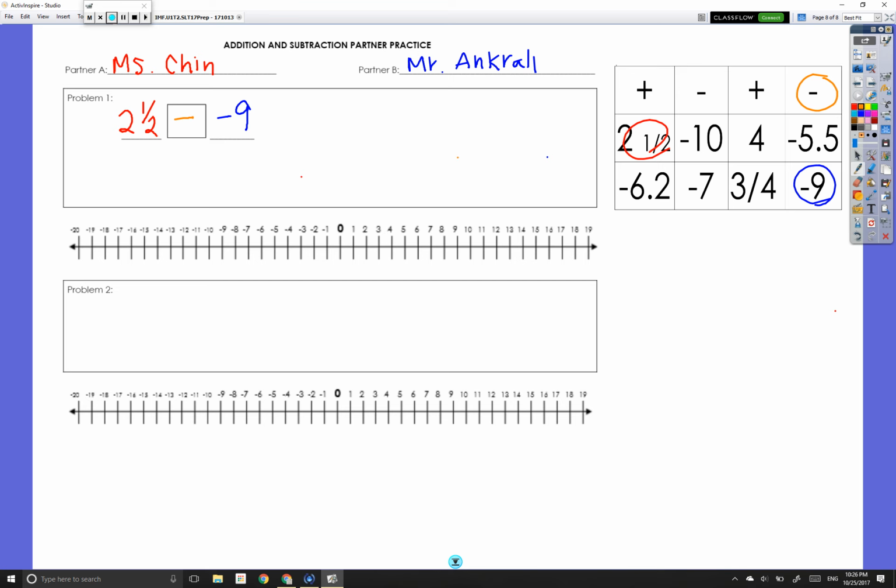Now, after that, partner A, you're going to rewrite the problem. So it's 2.5 minus -9. Then partner B, you're going to go and check if anything needs to be rewritten. So I can see that this is a subtraction problem. So Mr. Anker is going to go and decide, well, to do a subtraction, we add the additive inverse. So the additive inverse of -9 is +9. So that's Mr. Anker's step.